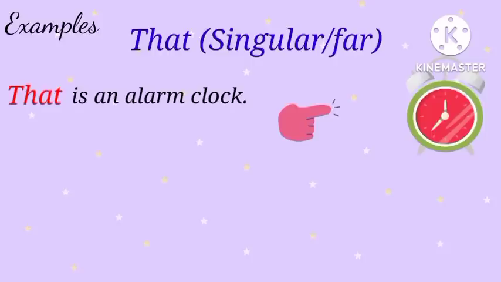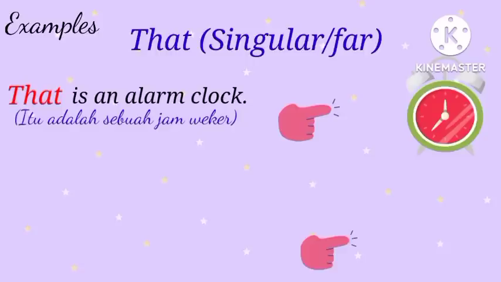That is an alarm clock. Itu adalah sebuah jam waker. Karena jaraknya jauh dari telunjuk kita, jauh, kita pakai kata that. Dan diikuti dengan is. Karena dia cuma satu singular, we use is. And then the second picture.